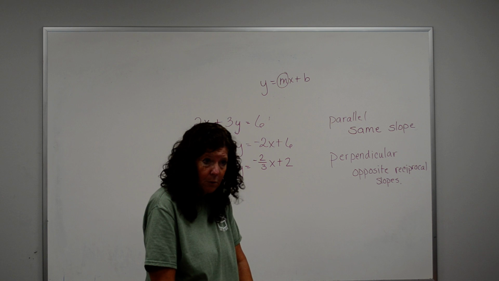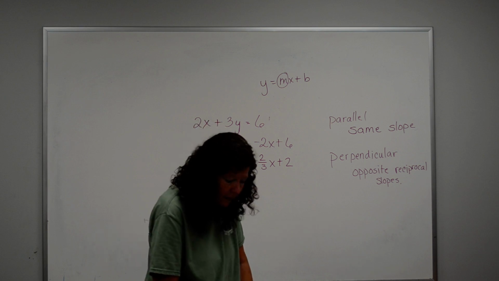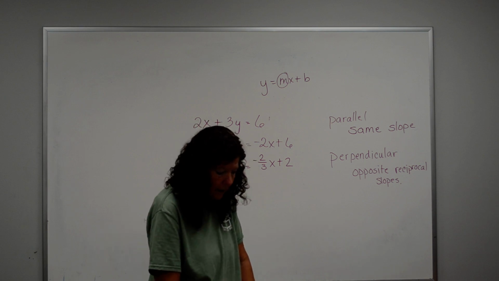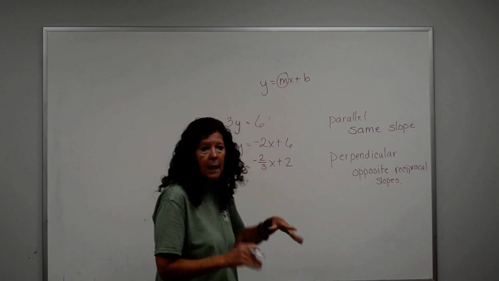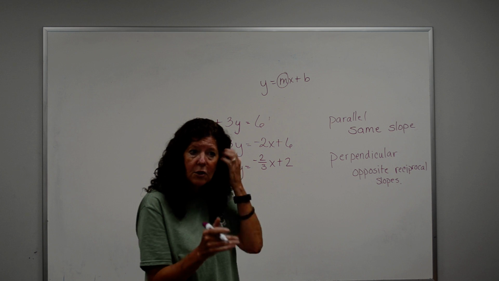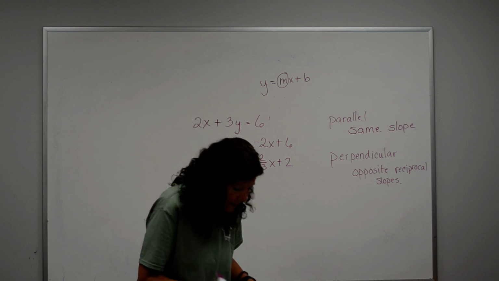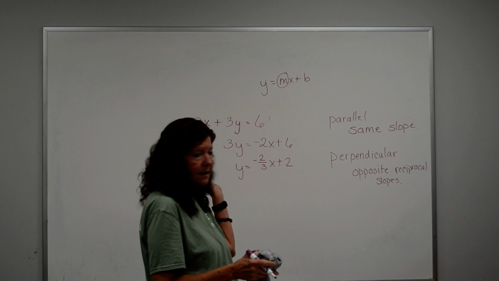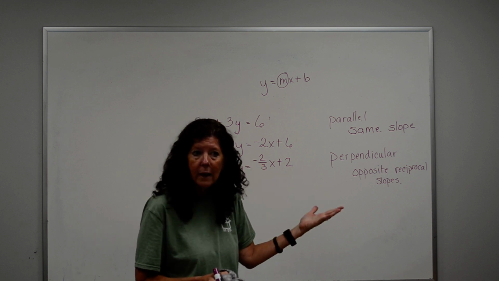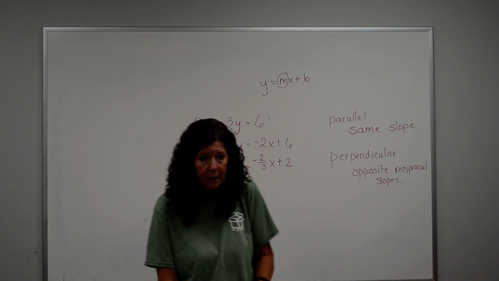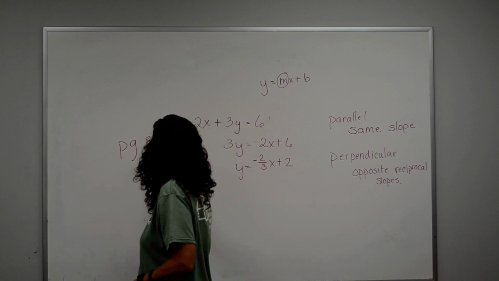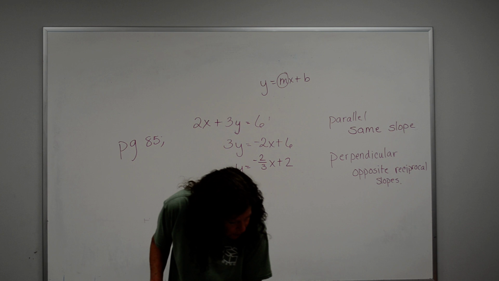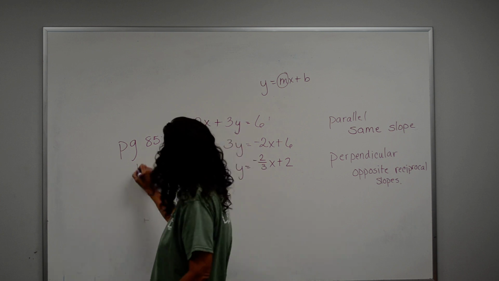I am going to have you work on your homework. The only thing that your homework is doing is finding the slope, so maybe rearranging the equation, it might give you 2 points and you have to use the slope formula. And then it's going to have you graph lines that are parallel or perpendicular, okay? So page 85, I want you to do 18 through 40 even.